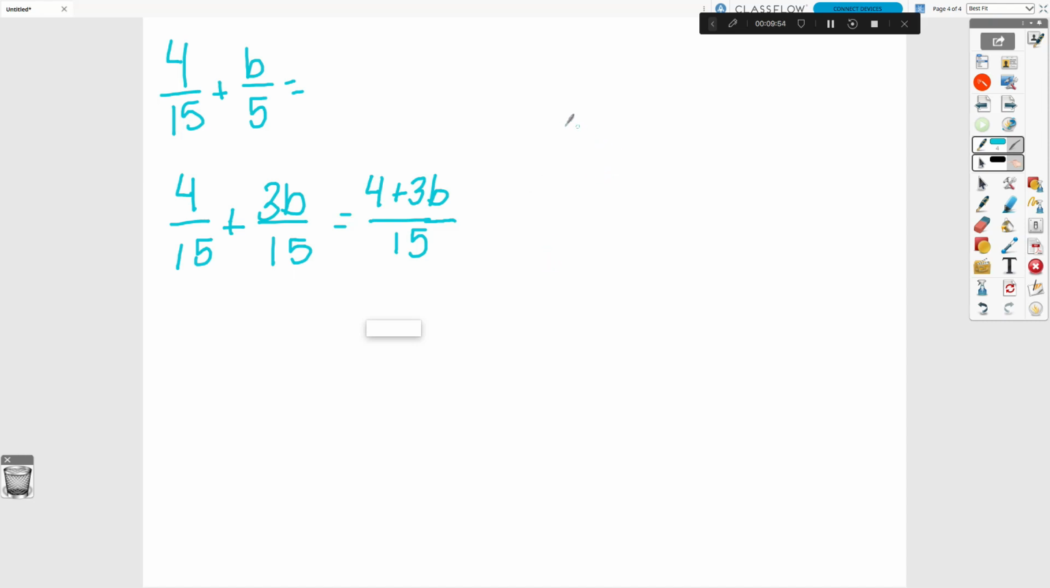Next, number 68: 7x over 18 plus 2x over 9. We're adding. I have to have a common denominator. What's my common denominator going to be? 18. So I do not have to change my first fraction. My second fraction I have to multiply by what?